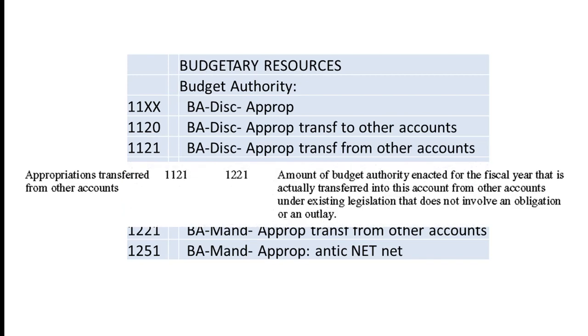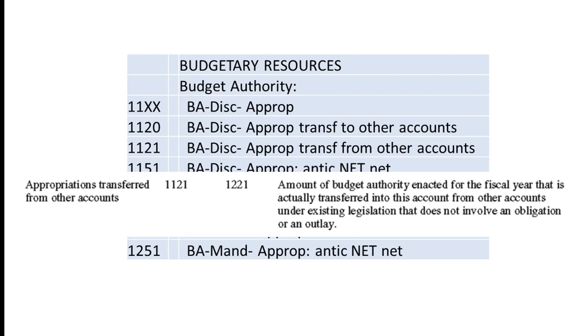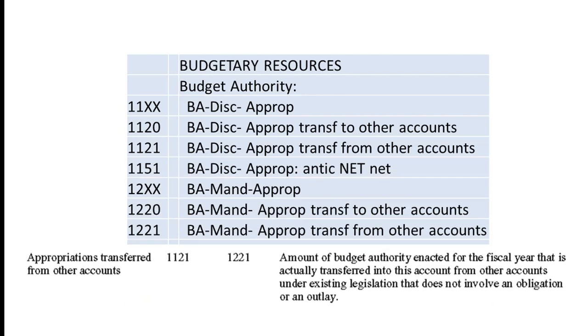The actual non-expenditure transfer in of discretionary appropriations is reflected on line 1121, appropriations transferred from other accounts. Since these amounts are positive, budgetary resources are increased. Mandatory appropriations are reflected on line 1221. Again, since we are focusing primarily on spending somebody else's money, we are mostly interested in amounts transferred in.